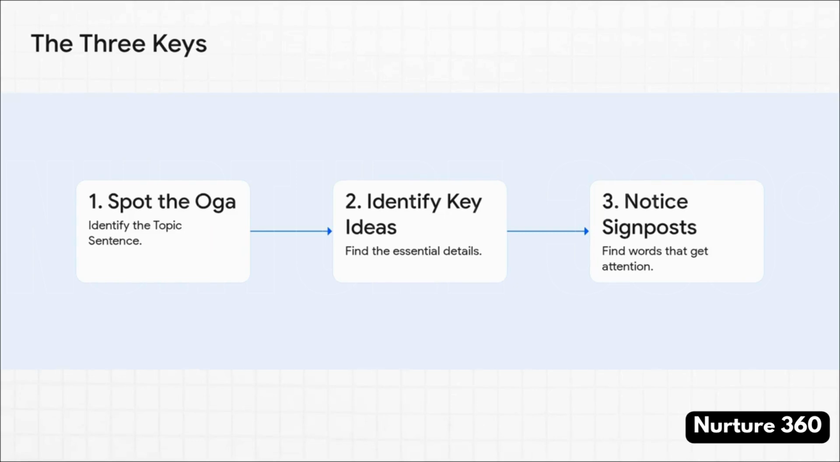Okay, so here's our game plan. First, we're going to learn how to spot the OGA sentence. That's the boss sentence. Second, we'll grab the key ideas. And third, we're going to learn how to follow the signpost words. Let's get started with key number 1.